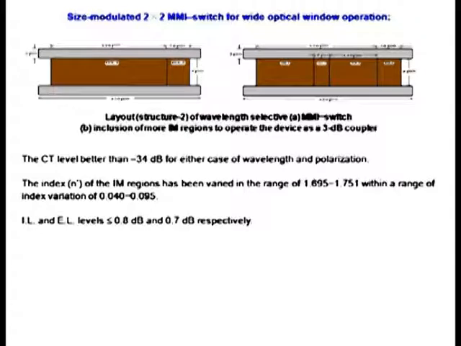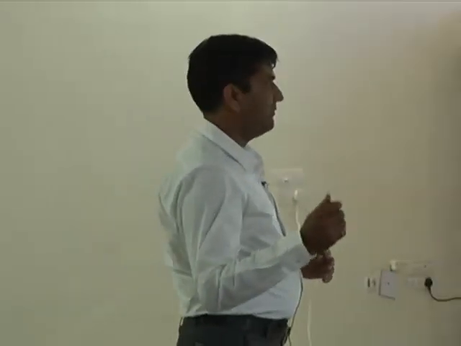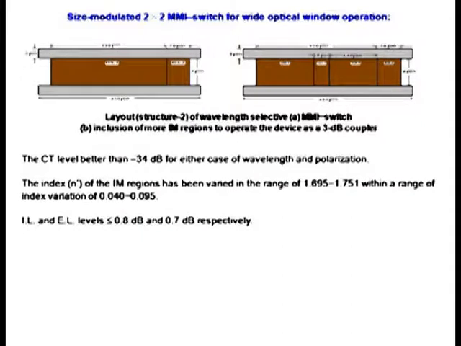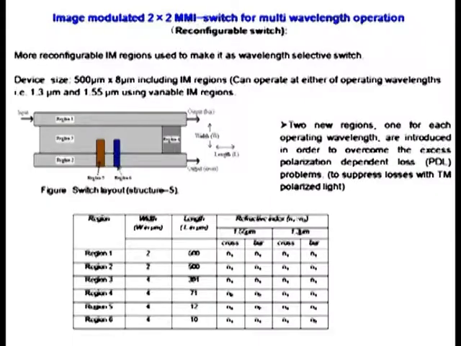Similarly, we can make them operate for a wider optical window. That means the previous designs were working for a single wavelength only, but we can make them work with two different wavelengths. But in that case, we need to have more coupling regions with different refractive index. So we need to have more index variation regions. So in this case, we are using 4, and similarly, we can have the 2 index modulated regions, image modulated regions. Then we can have the 4 also.